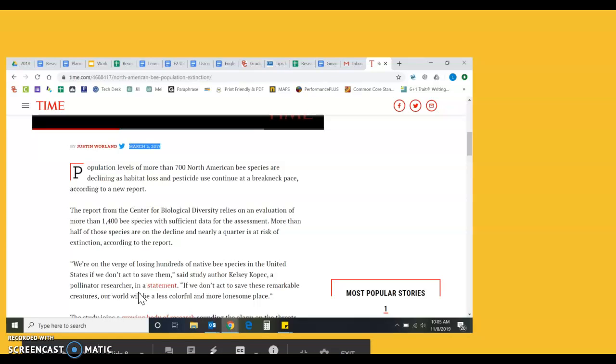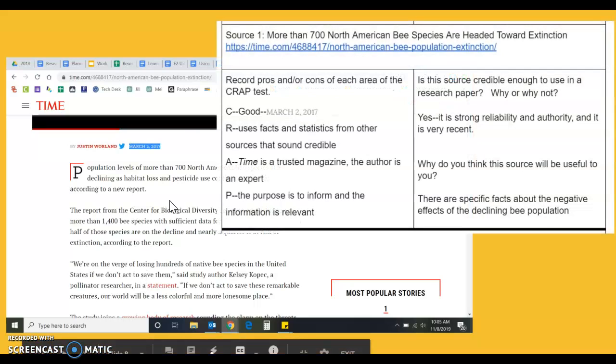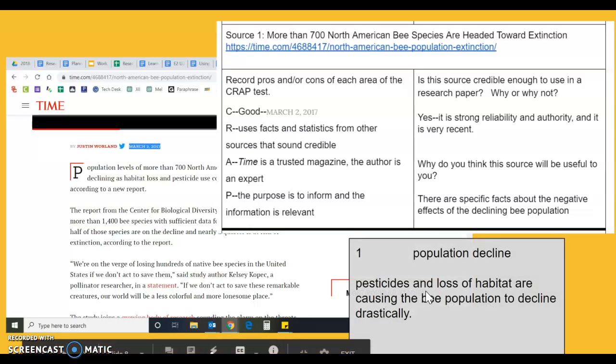Imagine you're researching the decline of the bee population in North America. You find the source, and then you evaluate the credibility of the source, and you determine that it's credible and useful for your paper. Now you need to take information from the source so that it's available to you when you write the paper. So you find a piece of information from the source and you write it on a note card. One piece of information goes on the card.